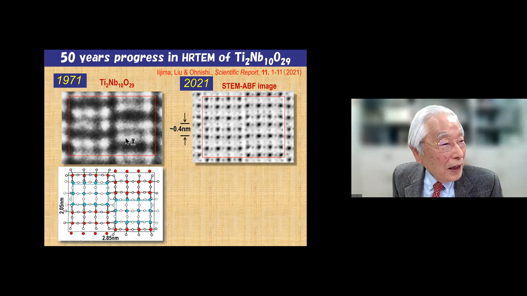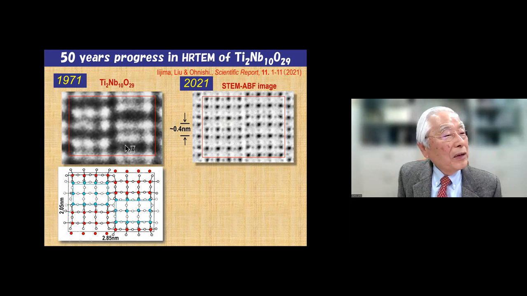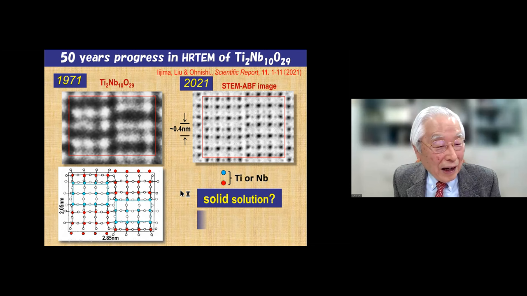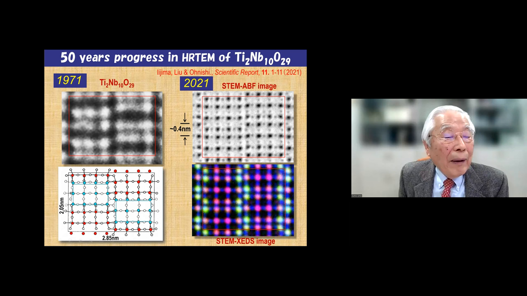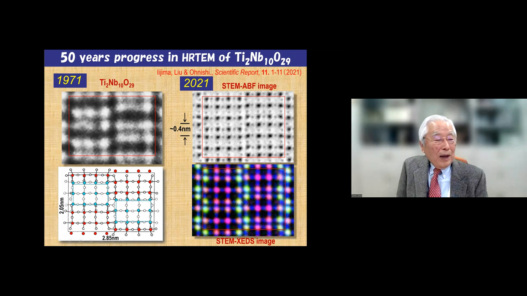Here we don't see the individual metal atoms, but other blobs. The white region is an open area, no atoms. But still, you can see the atomic structure. Anyway, then the last one: solid solution? The answer is no, because of these pictures, okay? This is the ABF image, and this is the EDX image, atomic images. The blue one is titanium, the pink one is niobium, and the dark blue is oxygen.